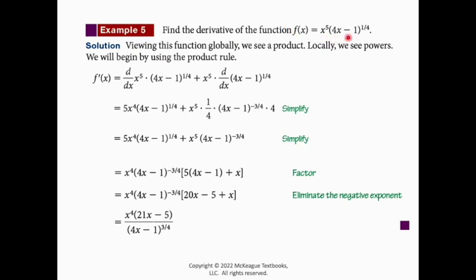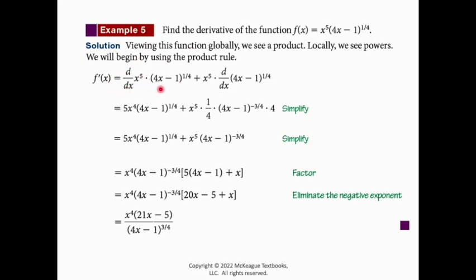We're going to first set it up using the product rule, and then we'll go ahead and actually go through and take the derivative. So the product rule says you take the derivative of the first, so we're going to write that out as d/dx of x^5, and then we multiply that by the second function, so that's this, the (4x - 1)^(1/4). And then we add the derivative of the second function, that's this right here, times the first function, so times x^5.